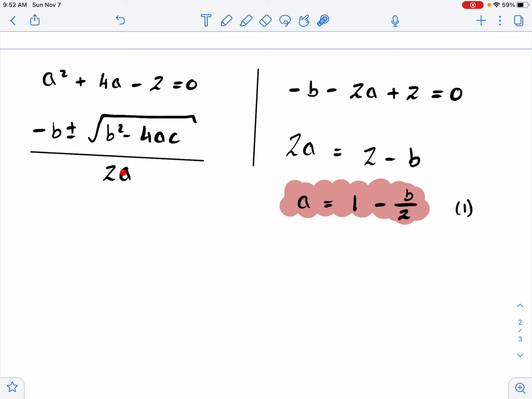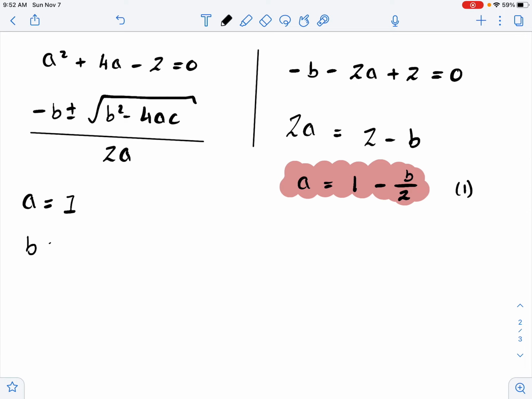This a here is the coefficient on the squared term. That's not this a, right? It's not the same. It's the coefficient on my squared term. This is my squared term, and the coefficient is 1. I have 1a squared, so my coefficient is 1. My b is the coefficient on my linear term, just my a term, so that's 4. And then finally, c is the constant at the end, that's -2.